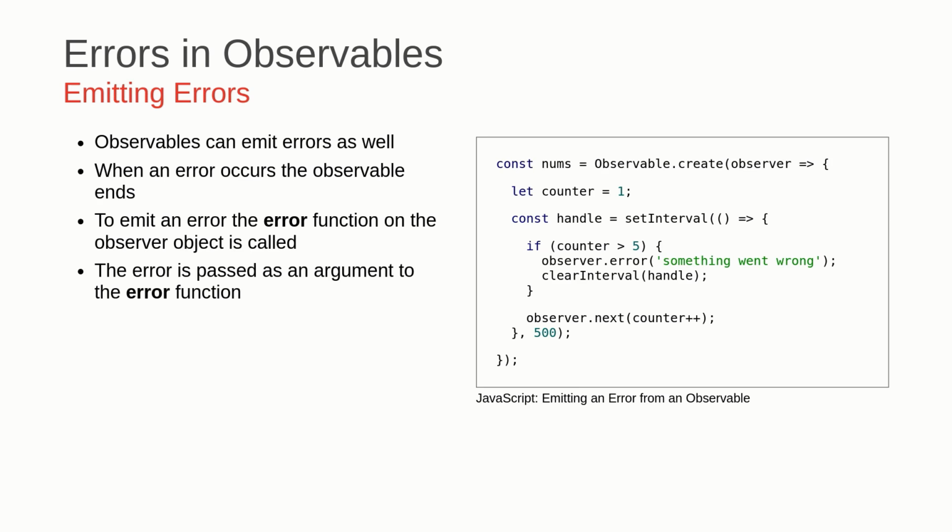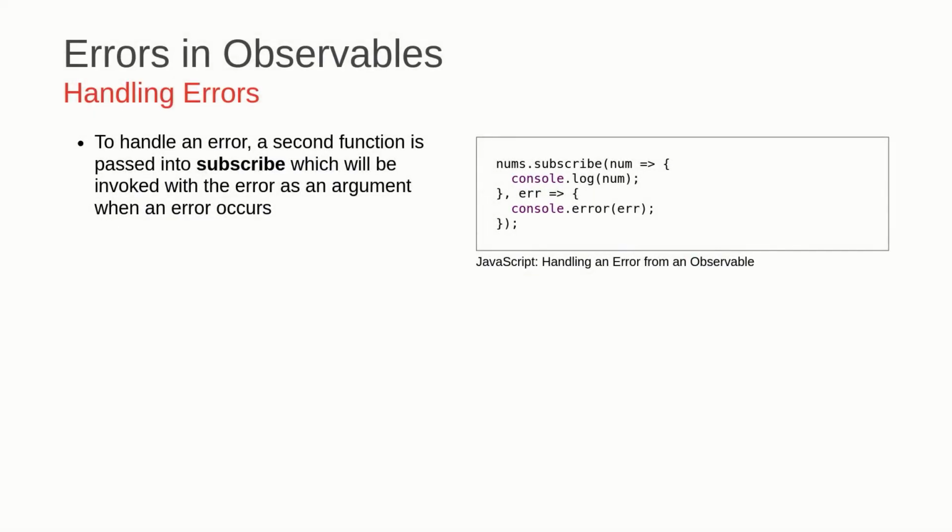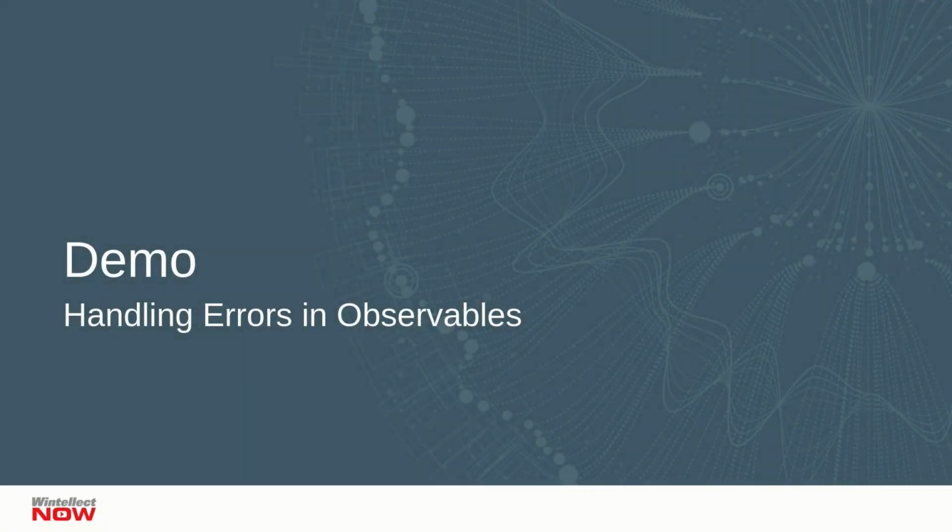Now, to emit an error, we're going to use the error function that's available on the observer. So you can see here, if our counter is greater than 5, we're just going to output an error just for the sake of outputting an error. So observer.error, and then output something called something went wrong. To actually handle that error, we're going to pass in a second function to subscribe. So the second argument to subscribe is a callback function that allows us to handle that error, and then you can do whatever we want to do with the error in terms of maybe some logging, outputting something to the screen, what have you. Let's do a demonstration now of handling errors in observables.